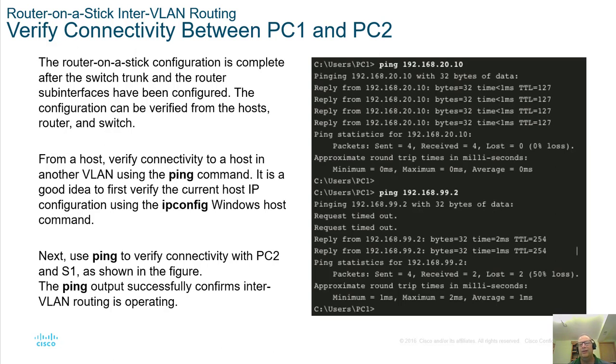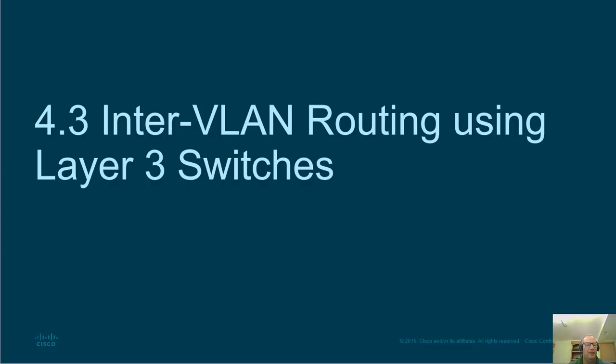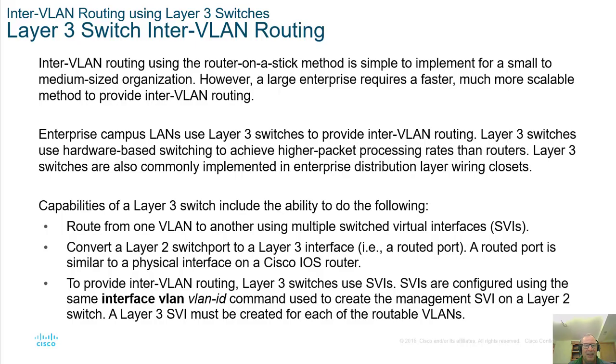Connectivity. How do we make sure things are working? Well, we do pings. You guys all know that. All right, well, this is going so well. Why don't we look at inter-VLAN routing using layer 3 switches? We're just going to keep going. This is a fairly short section as well.